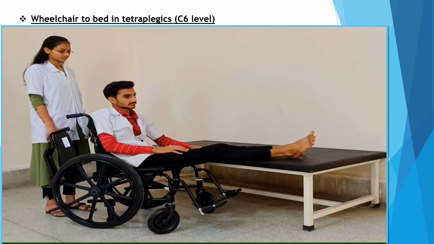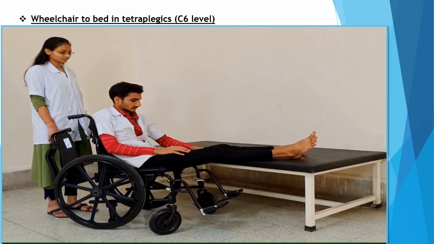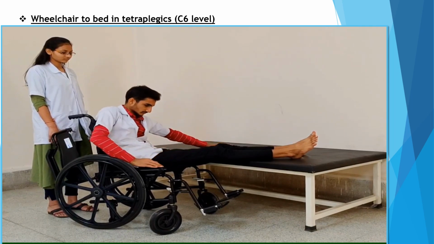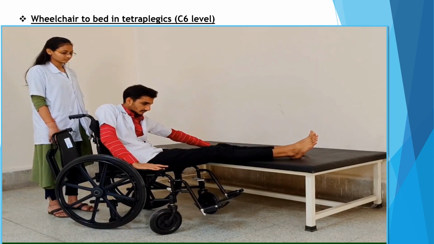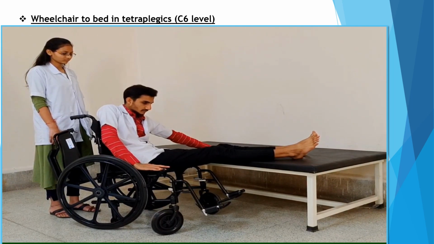Step 4. Positioning the hands. The left hand is placed onto the bed and the right hand on the apex of the far wheel. The passive stretch of hamstring muscle prevents the forward fall.